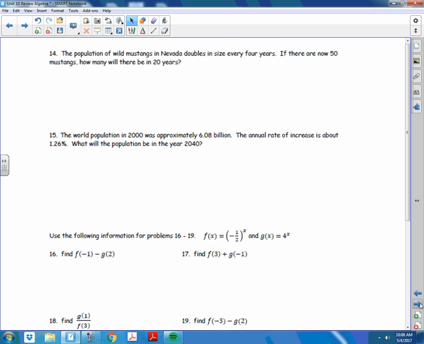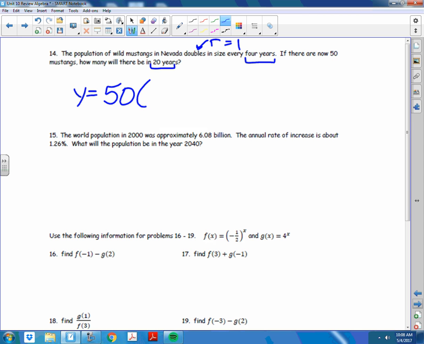Population of wild Mustangs. What do we know when it doubles? We know that the rate is 1 when it doubles, and it happens every 4 years. Be careful where it's saying it's happening every whatever that is. It's 20 years, so we know it's growth, so we have y equals, blah, blah, blah. There are now 50. It doubles, 1 plus 1 to the 5th power, and we get 1,600 Mustangs.